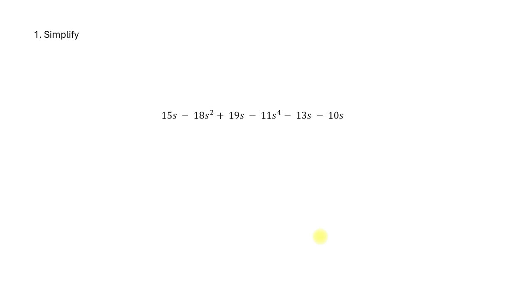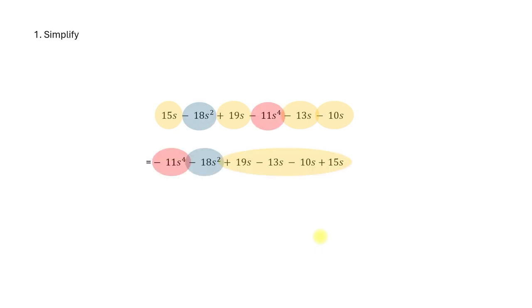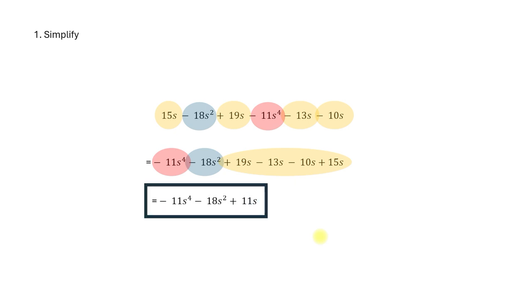Here are a series of terms. We'll collect the like ones. We'll first identify them and then arrange them in order of decreasing exponents. So we can take the positive 19s minus 13s minus 10s plus 15s and group them all together for a final answer of negative 11s to the fourth minus 18s squared plus 11s.